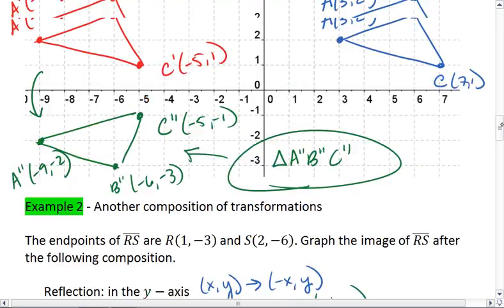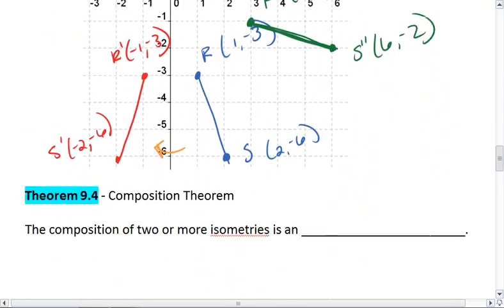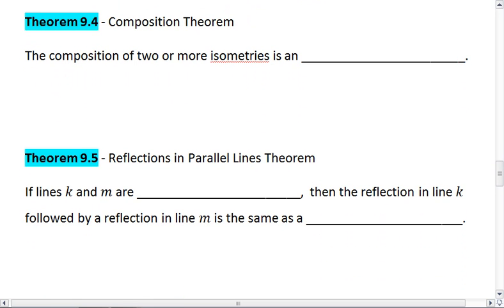So what happens is, even if we do multiple transformations that are isometries, we'll still end up with a congruent figure. Theorem 9.4 tells us the composition of two or more isometries is an isometry. So no matter what, if our transformations are all giving us congruent figures, then the final figure will still be congruent to the original.